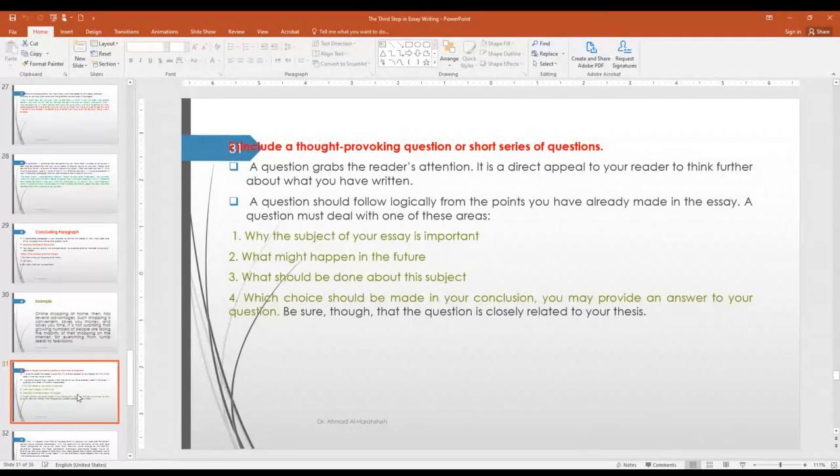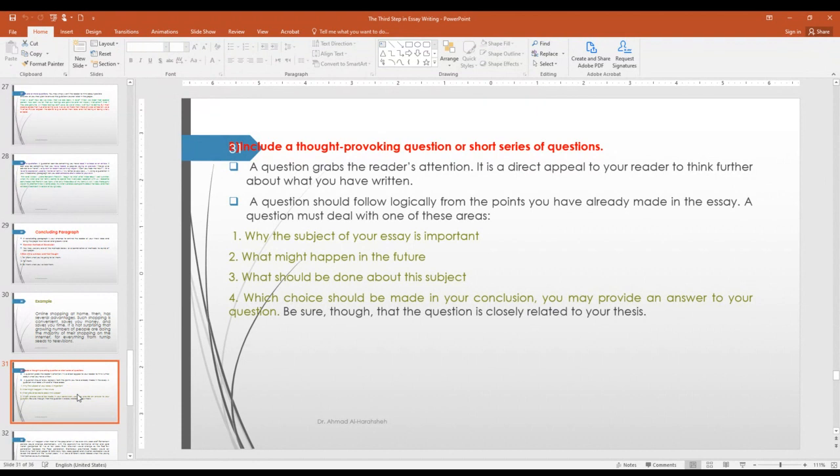This subject. You can end, for example, Nurhan: What can be done to stop this dangerous phenomenon? What can be done? What should the government do regarding this? What should the family do, right? What should the university do regarding this issue? Which choice should be made in your conclusion?